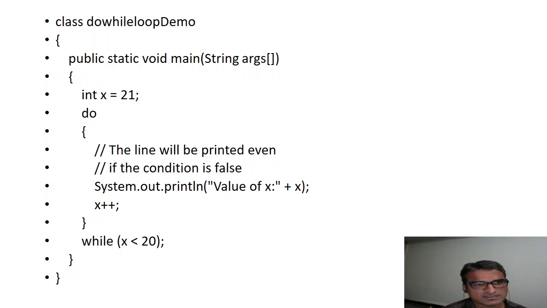So for this I am using a DoWhileLoopDemo. Then here I am initializing the x value as 21. Now concentrate, x value is 21. Okay.